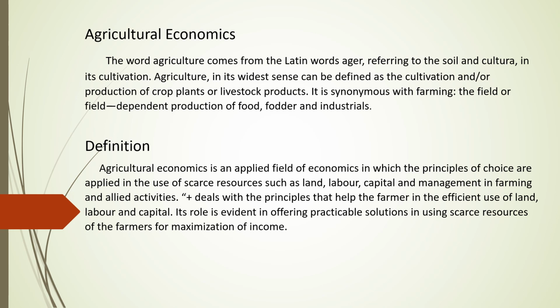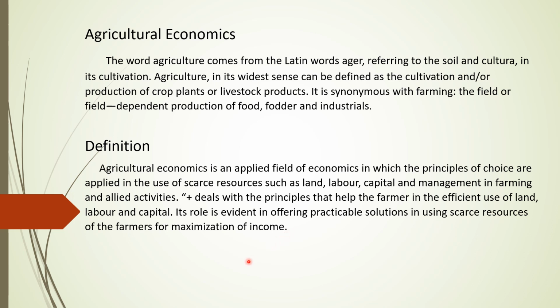So the definition of agricultural economics: agricultural economics is an applied field of economics in which the principles of choice are applied in the use of scarce resources such as land, labor, capital, and management in farming and allied activity. It also deals with the principles that help the farmer in the efficient use of land, labor, and capital. Okay, its role is evident in offering practical solutions in using the scarce resources of the farmer for maximization of income. So what is agricultural economics? Proper utilization and management of scarce resources and maximization of farmer income.